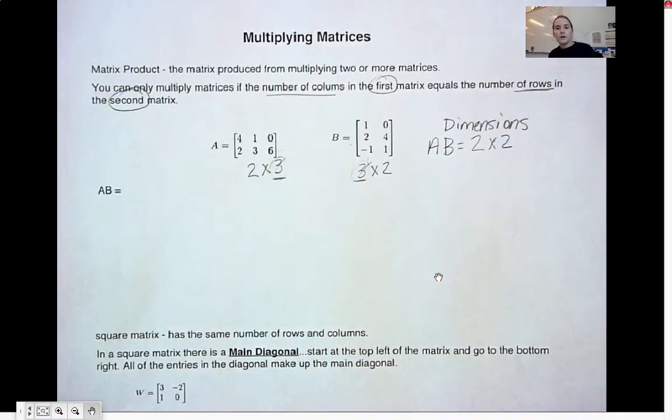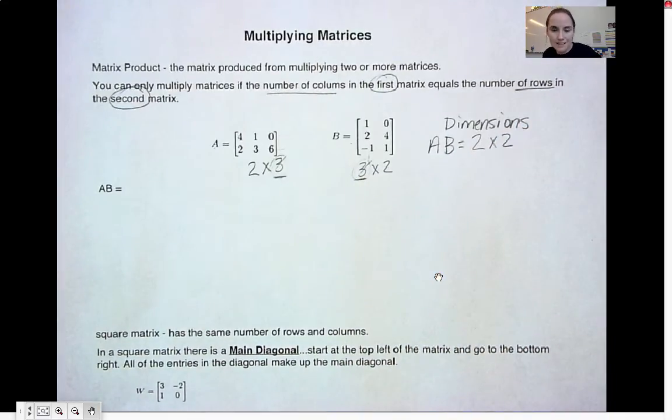Now, I'm not going to teach you how to do this by hand because you can run into a lot of errors, a lot of problems. It takes a lot of concentration, even to the point where I sit there and wonder, what did I do wrong? So let's just do it in the calculator. I won't ask you to do it by hand. You can have your calculator the whole time.